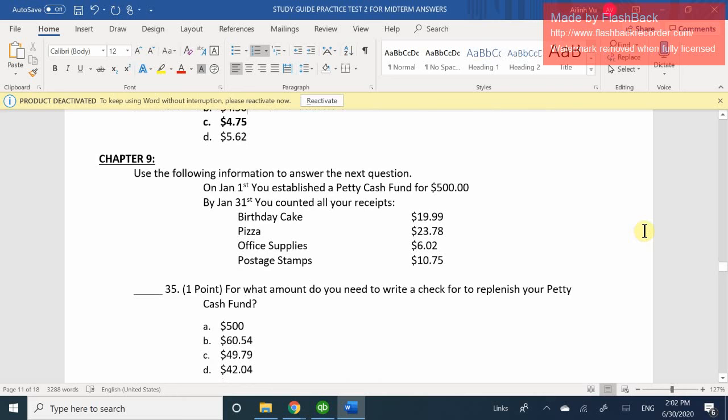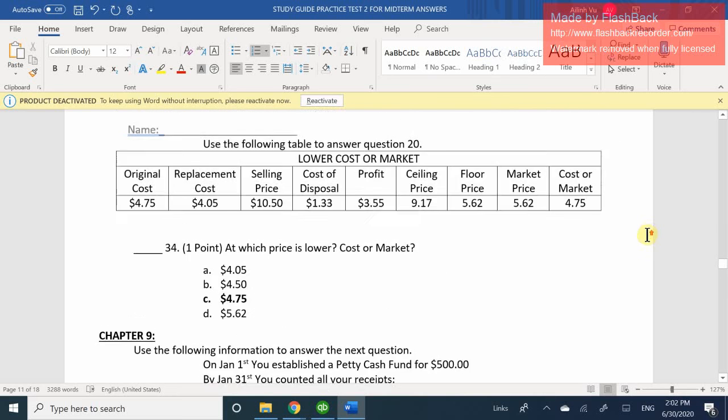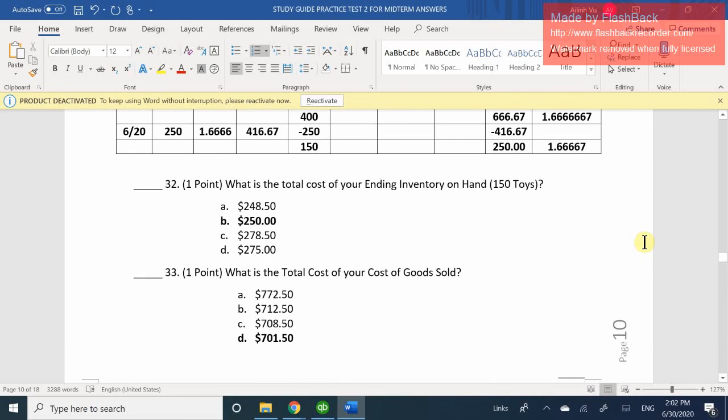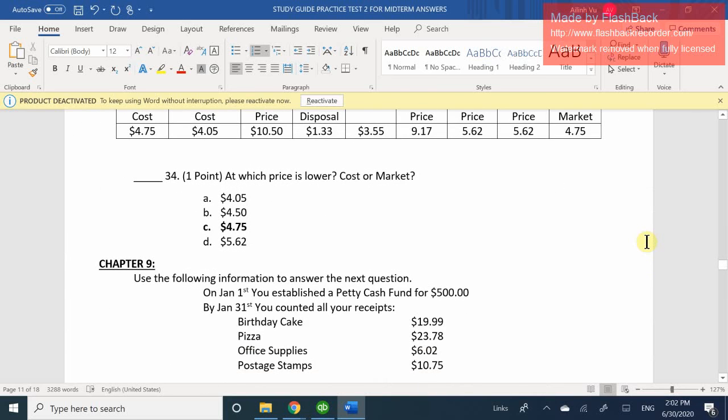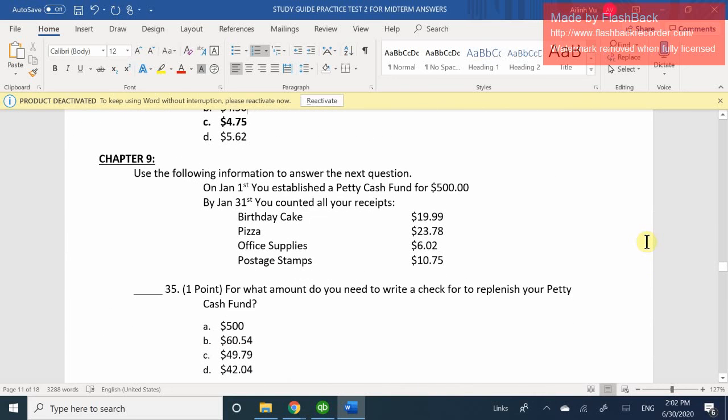Okay, so that was chapter. Wait, hold on. Why did I put lower of cost or market all the way down here? That should be chapter 5 or chapter 6. My bad. It's cool. Like I said, you guys got the answer anyway, so it's good. Now, chapter 9 is going to be dealing with your petty cash. So let's look at this example here. Use the following information to answer the next question. On January 1st, you establish a petty cash fund for $500. Okay.